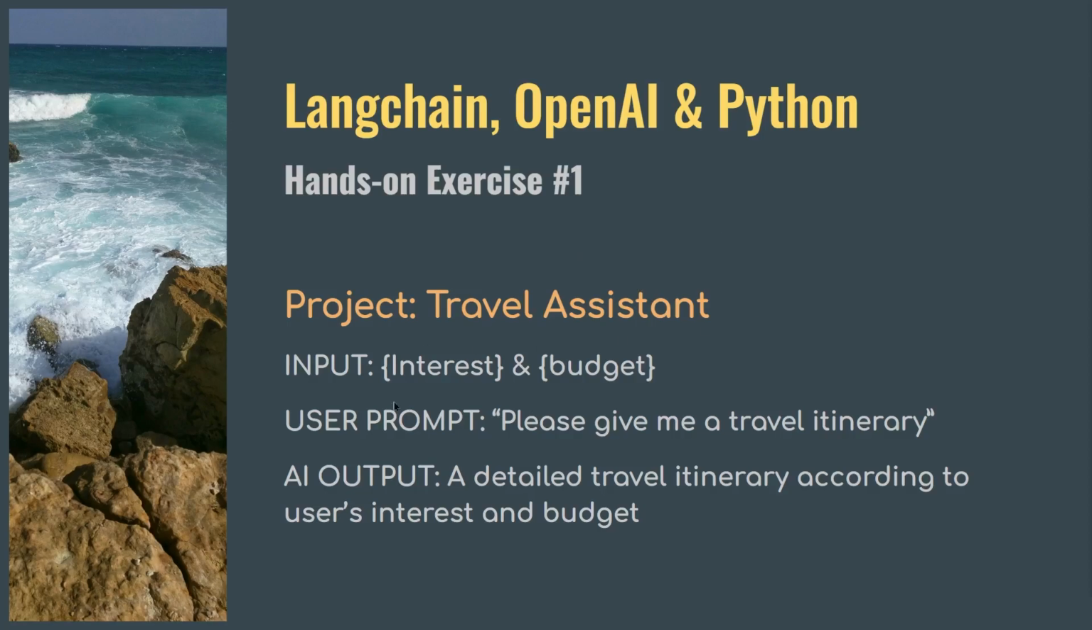This is where we create a small travel assistant. It will take two inputs, interest and budget: the user's interest or hobby, and their budget for the travel, which could be a dollar amount. Then a user prompt asks it to please give me a travel itinerary. We're going to expect an output from the AI, which will give us a detailed travel itinerary according to the user's interest and budget.